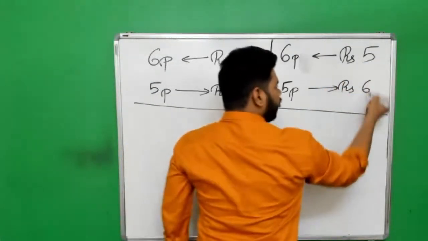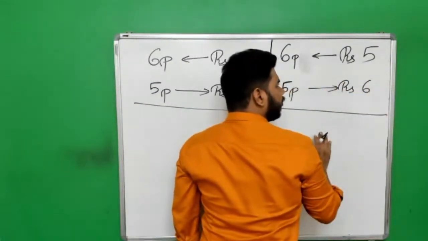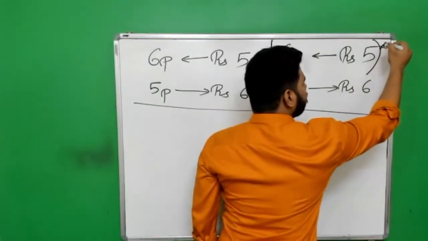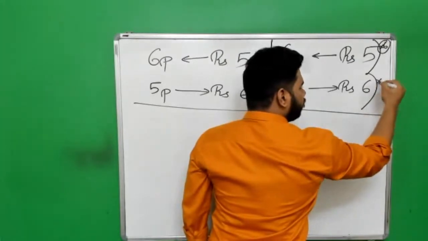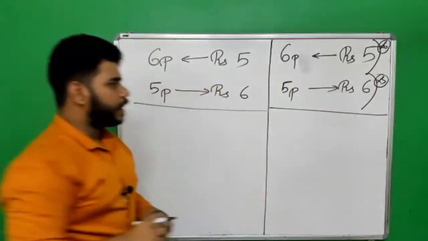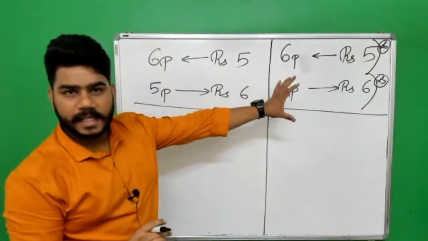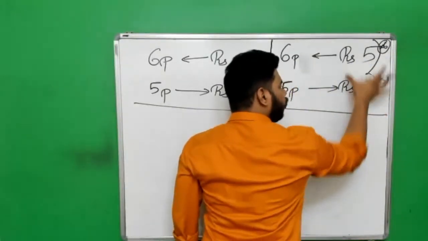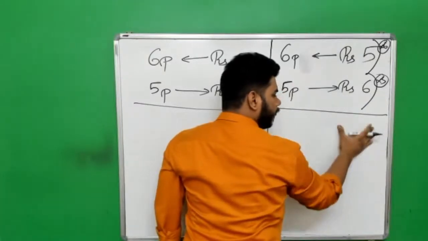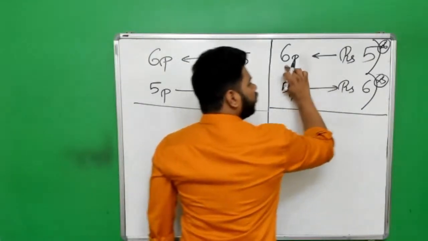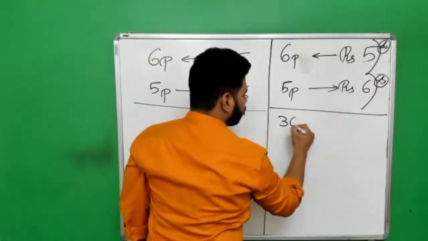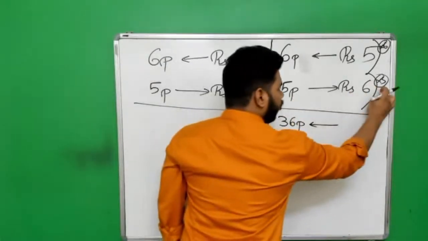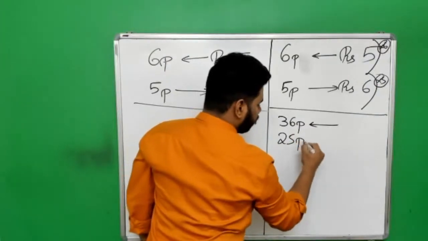Now, 5 and 6. The LCM of 5 and 6 is 30. So 5 sixes are 30, and 6 fives are 30. Am I right? I'm trying to make the rate equal. Now, 5 sixes are 30 here, and here also 5 sixes are 30. I know both are 30, so I'll not waste my time writing the right side. Left side: 6 sixes are 36, which means I am buying 36 pencils. 5 fives are 25, so I'm selling 25 pencils.